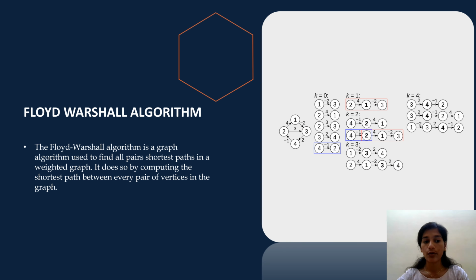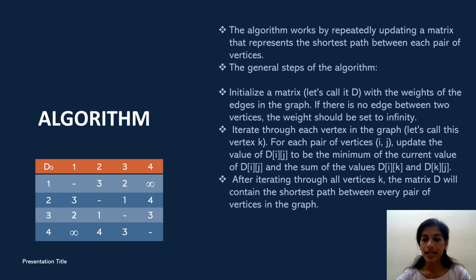So, the Floyd Warshall algorithm is used to find all-pairs shortest paths in a weighted graph, computing the shortest path between every pair of vertices in the graph. Now let's see the algorithm. The algorithm works by repeatedly updating a matrix that represents the shortest path between each pair of vertices.